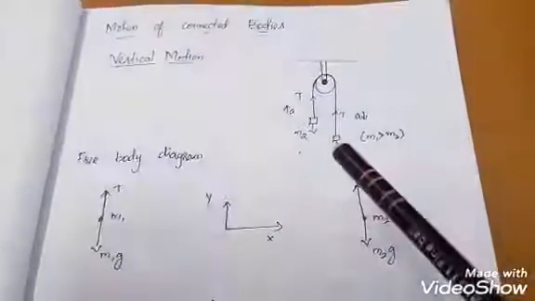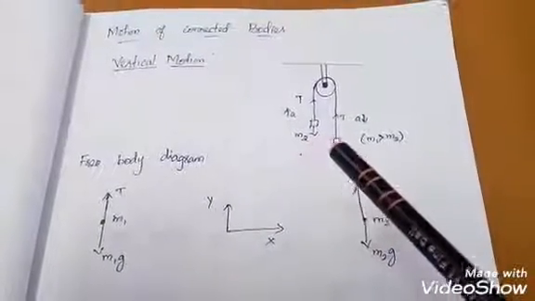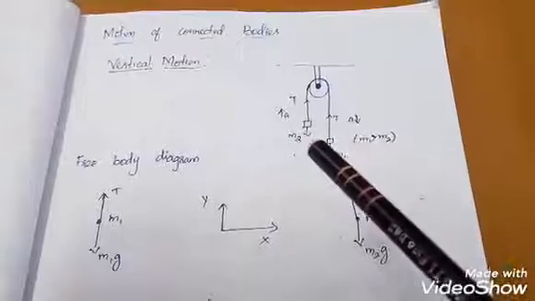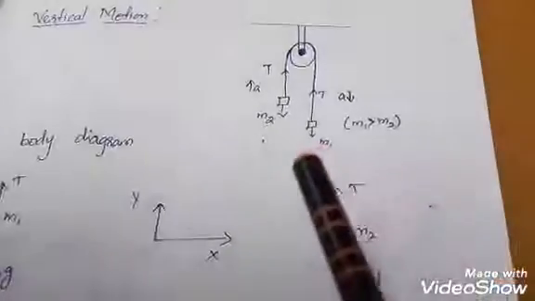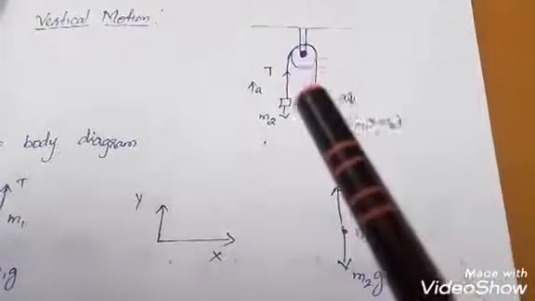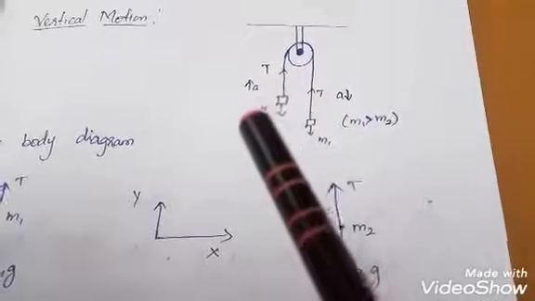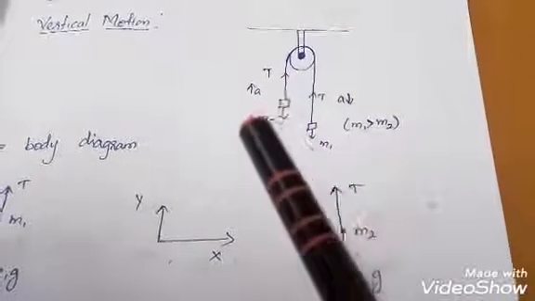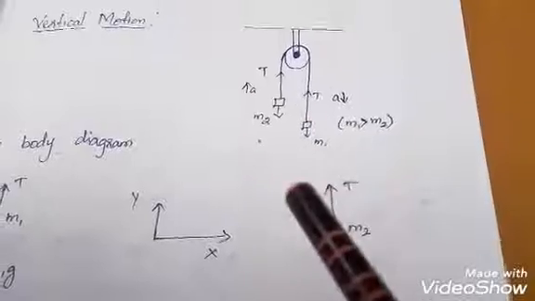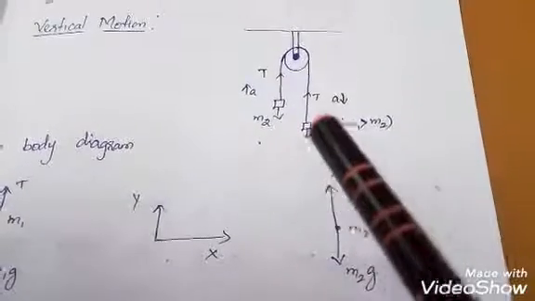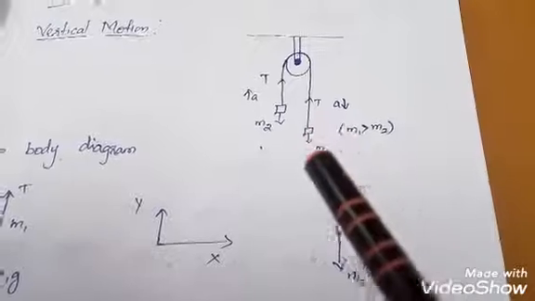First we consider the two masses, that is m1 and m2. m1 is greater than m2. Here these masses m1 and m2 pass through a pulley. m2's acceleration is in the upward direction and tension is also upward, and m1's acceleration is in the downward direction and tension is upward.